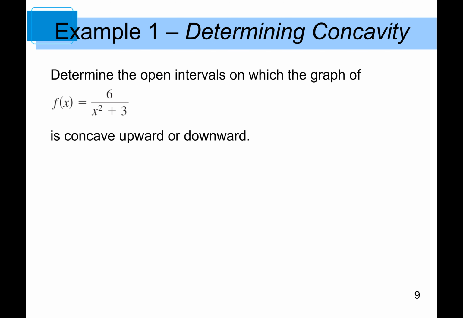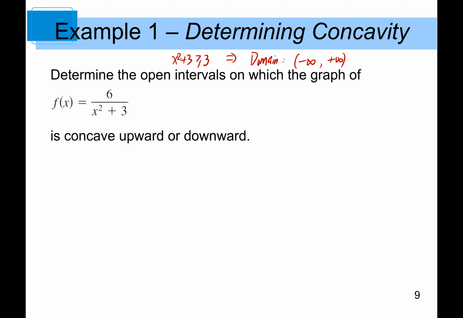All right, let's look at an example to see how we determine the concavity. Determine the open intervals on which the graph of f of x equals 6 over x squared plus 3 is concave upward or downward. If you look at the function, since x squared plus 3 is always greater than or equal to 3, the denominator is never going to be 0. So the domain of the function f of x is from negative infinity to positive infinity.